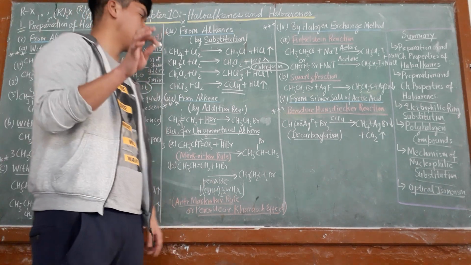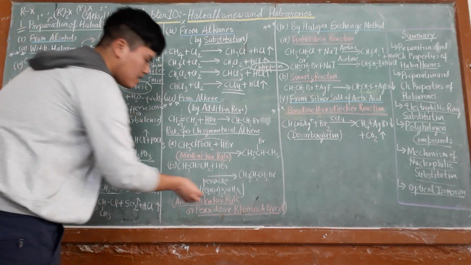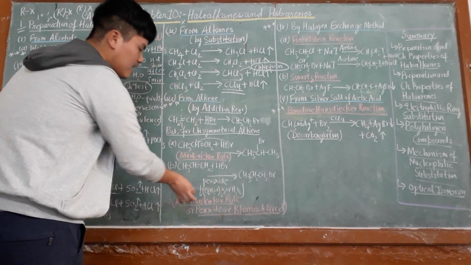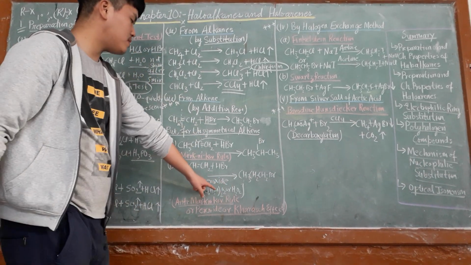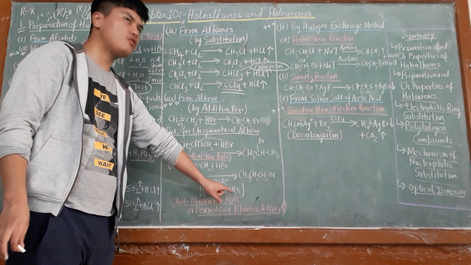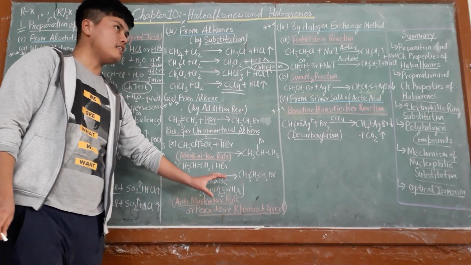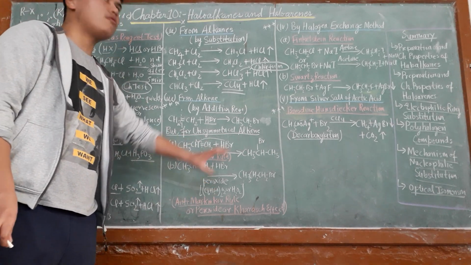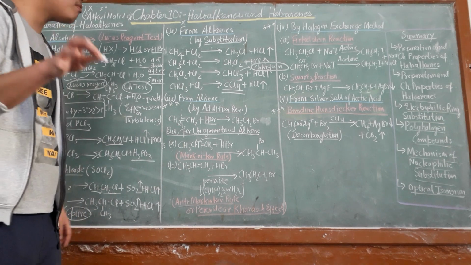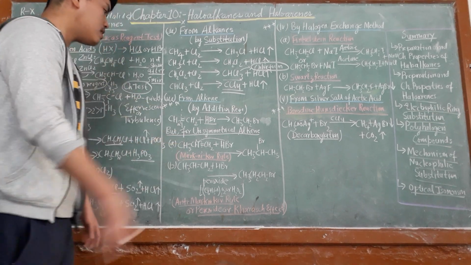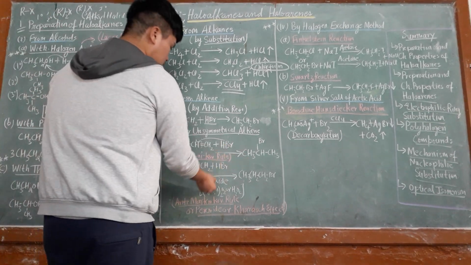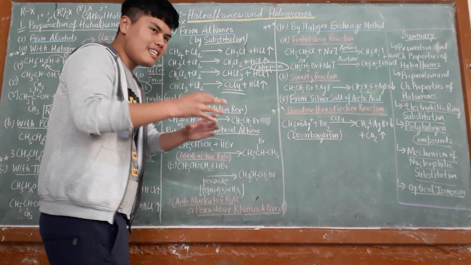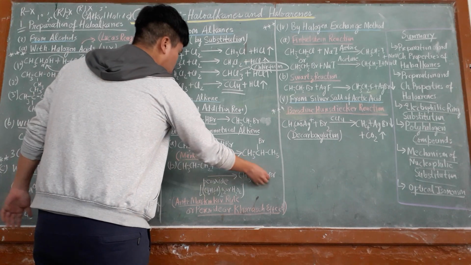Peroxide, in the sense of hydrogen peroxide, or an organic peroxide like benzoyl peroxide, C6H5CO whole twice O2, or H2O2, if present in the medium, then the reaction is such that the Markovnikov rule is broken. The product comes on the next carbon, which means the rule is broken.